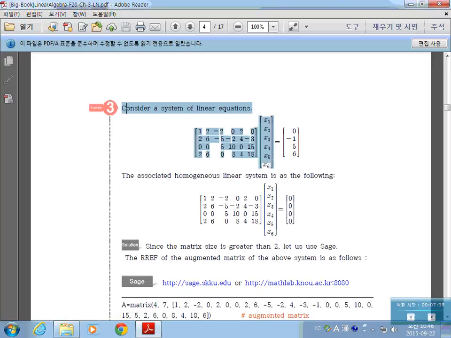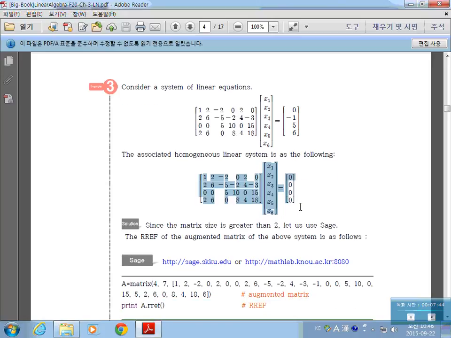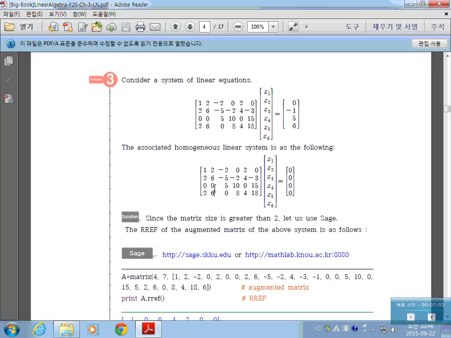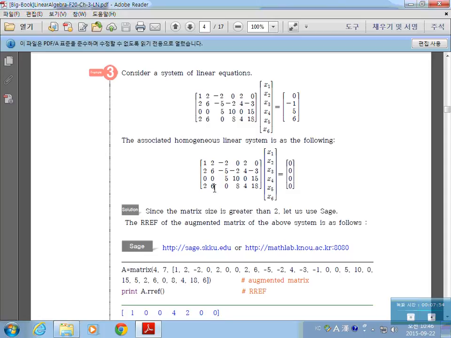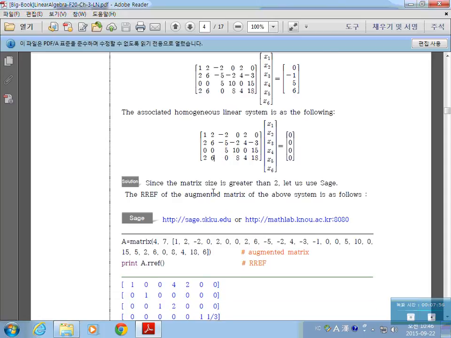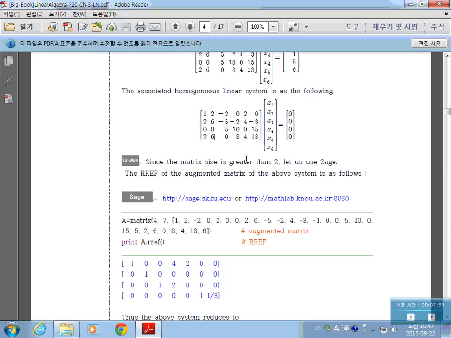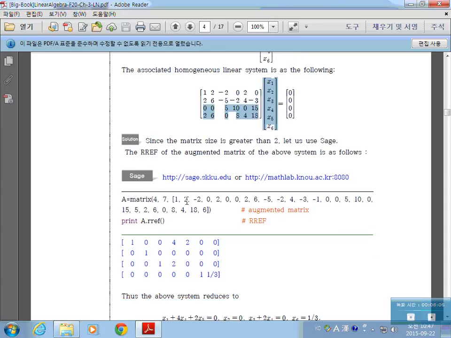Okay, suppose we have a non-homogeneous linear system of equations like this. Then the associated homogeneous linear system can be written in this way. From here we clearly know, from here, we try to find the solution of this associated homogeneous linear system.